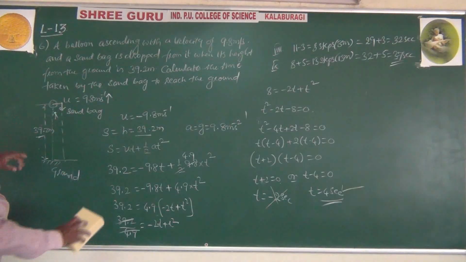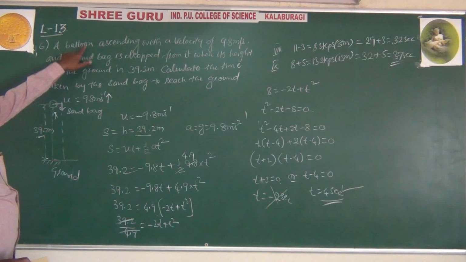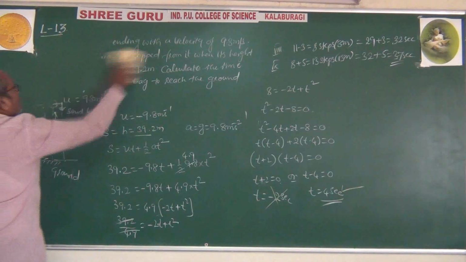Is it clear? The balloon is ascending, the balloon speed is upward. During that time the sandbag is falling down. So the initial velocity of the sandbag is upward, equal to 9.8, but the bag is falling downward, so it is on the negative side. Next question.